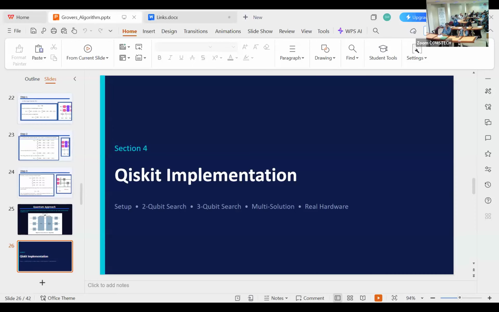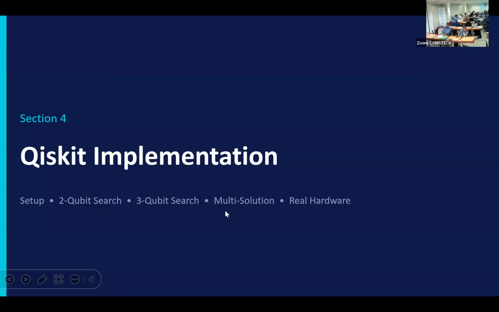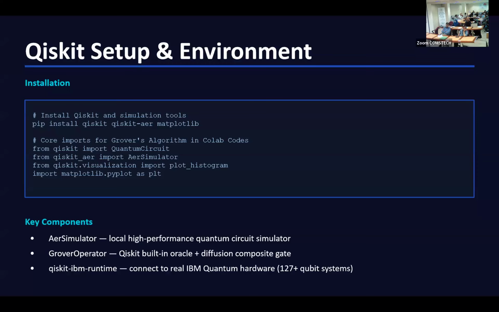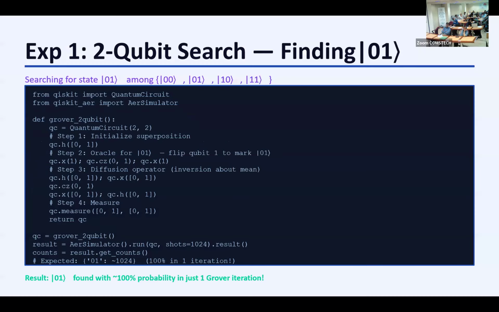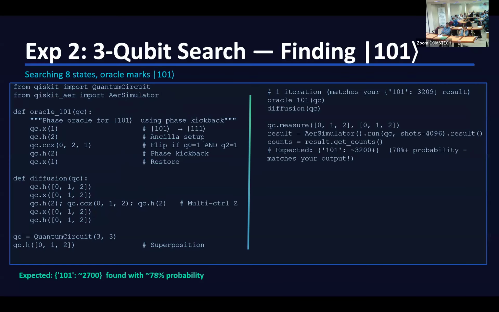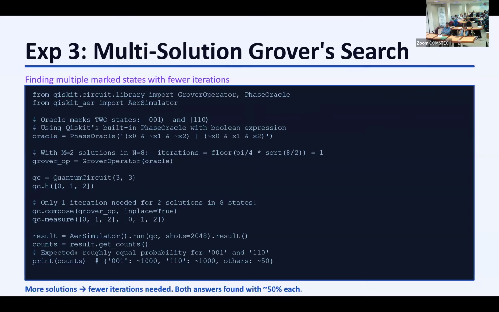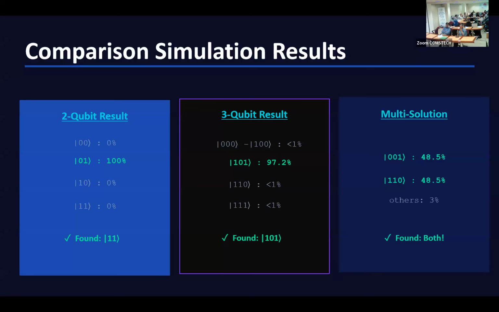Now, I have shown you all the implementations for the 2-qubit search, 3-qubit search, and multi-search solutions. This is all the same: if we want to use it on IBM Cloud or the like, we can use the same setup. Here I have just pasted those codes. Now this is the comparison.